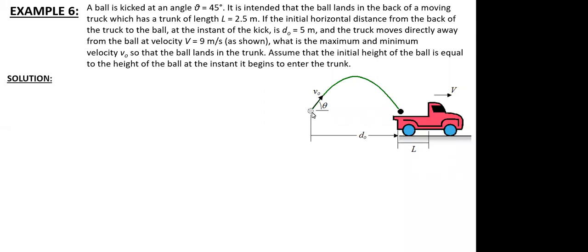One range is from the kicking point to the outside corner of the trunk, and the second range is from the kicking point to the inside edge of the trunk. Which means in the second case, the length of the trunk will also be added for calculating the range. So I just assume that since it is a complete projectile, let capital T be the time of flight.